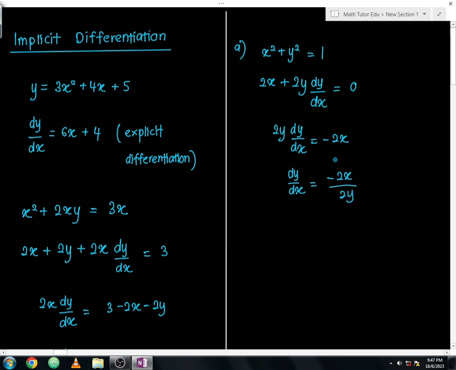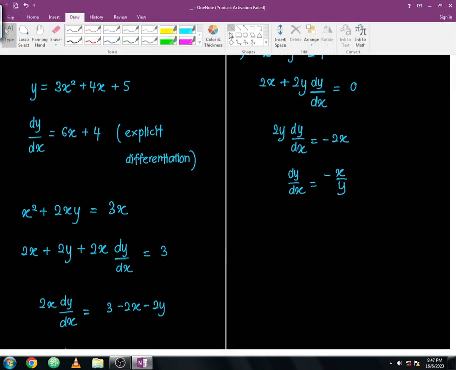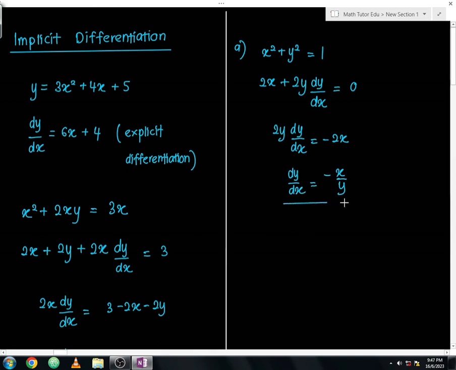Okay, so from here you can factor out the 2. So from here your final answer will be negative x over y. So this will be your answer for the question part A. So far so good. Okay, this is considered an easy example. Okay, let us try a bit more complex one.